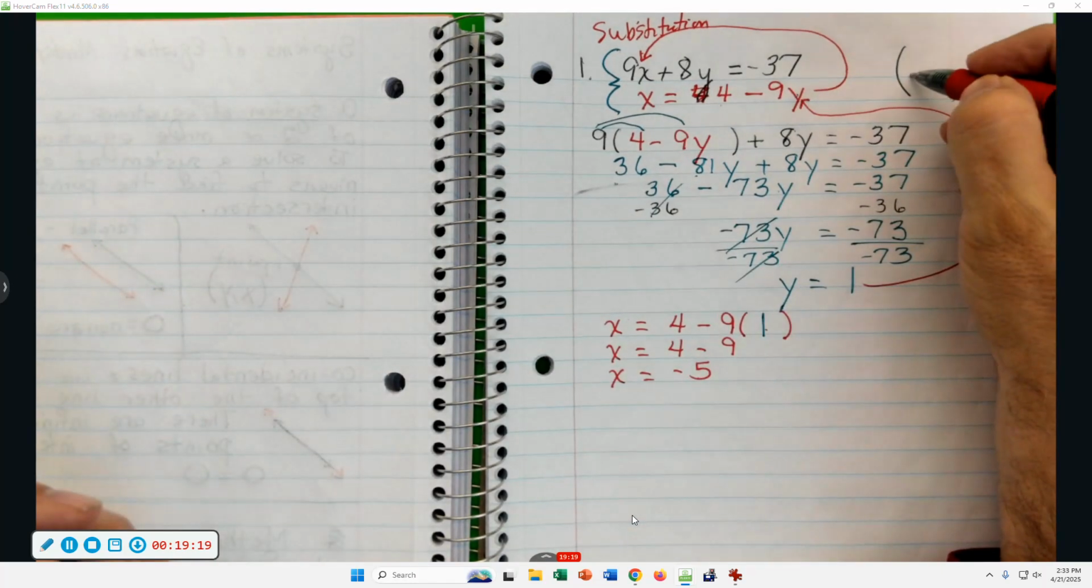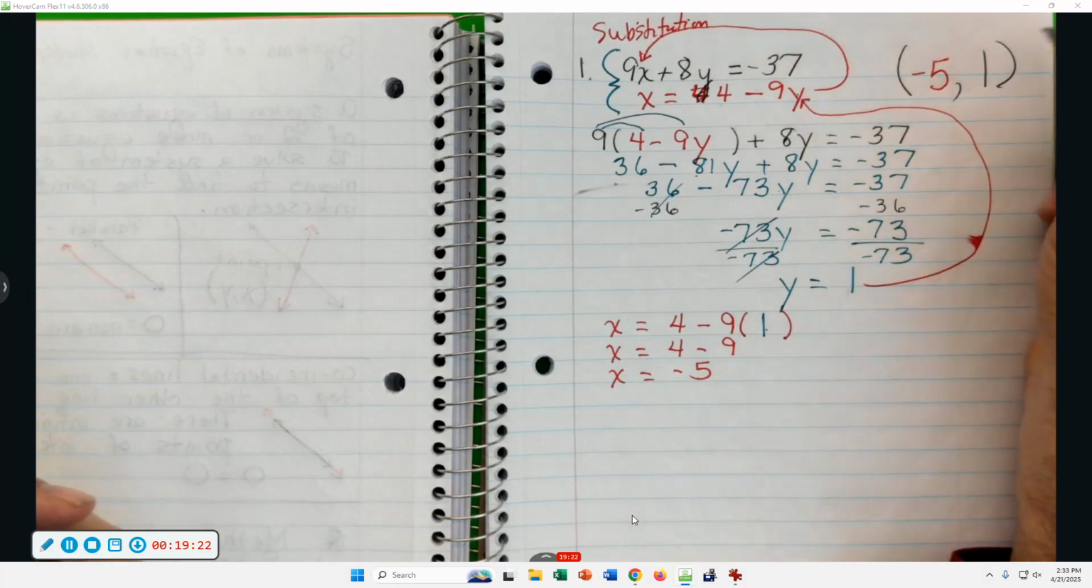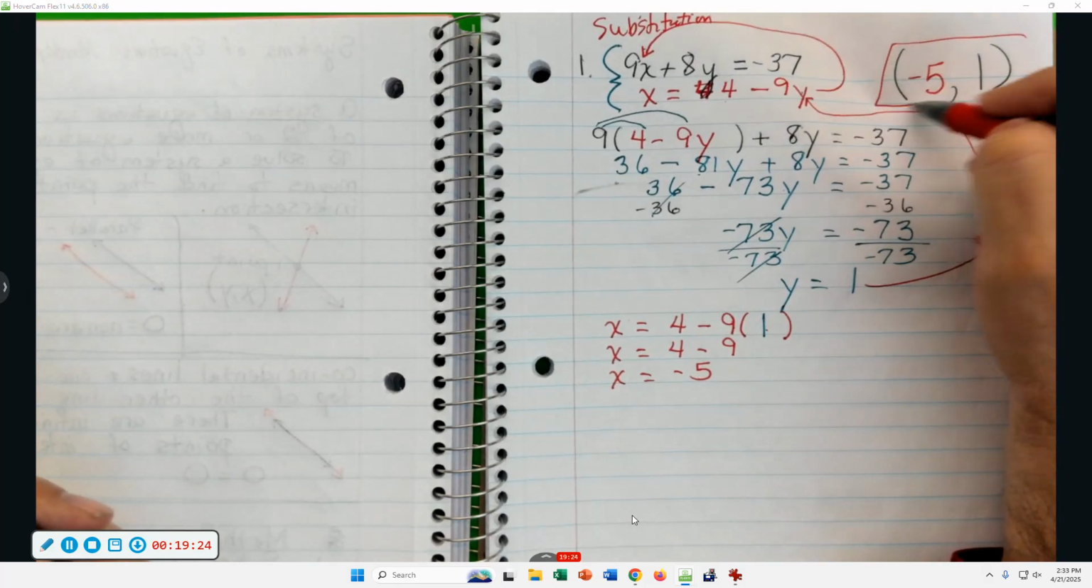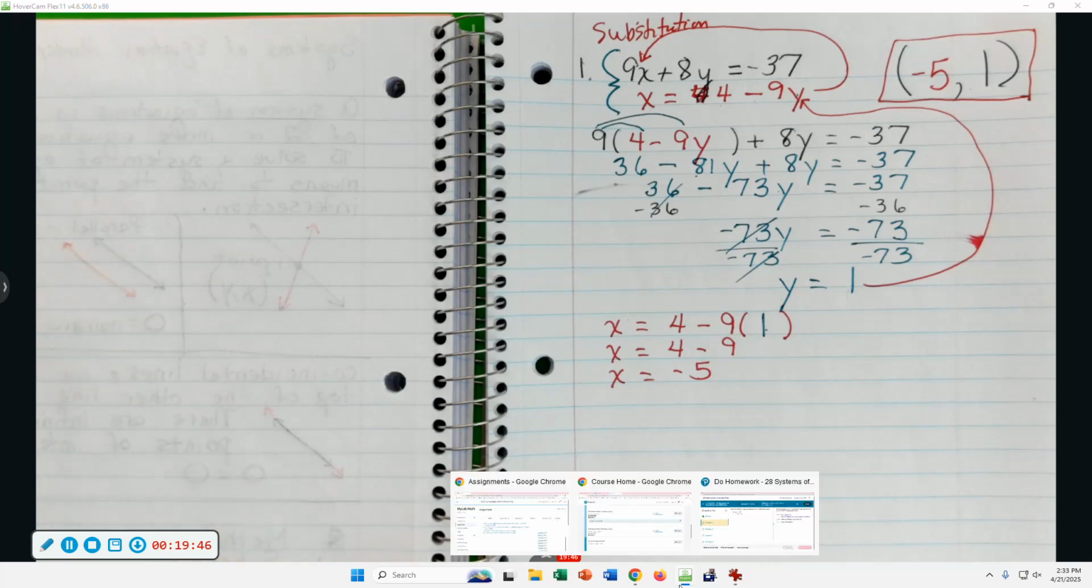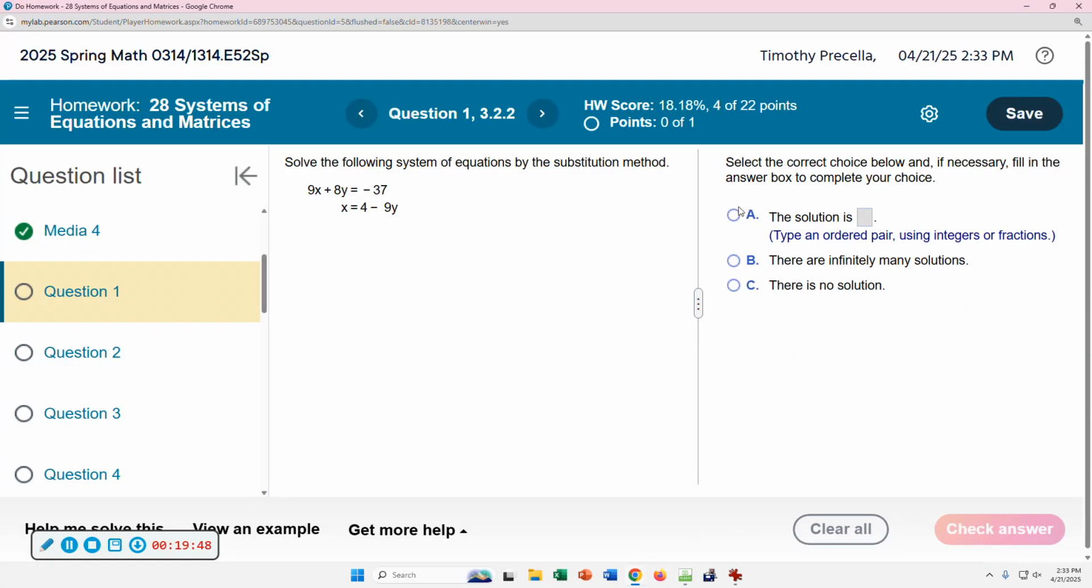So there's our ordered pair: negative 5, comma 1. Those two lines intersect at the single ordered pair negative 5, 1. That's the only point that intersects. So, Tim, do you want to type that in?